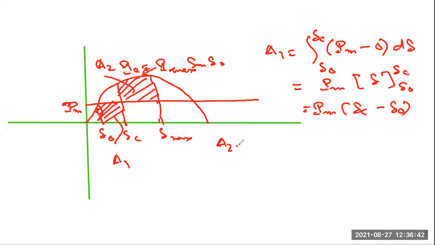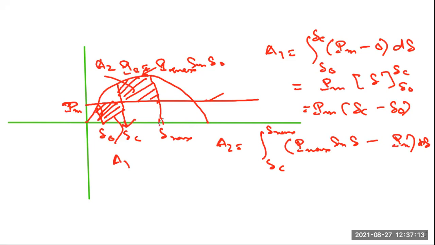How can we calculate A2? It is the integration from delta C to delta max of P max sine delta minus PM into d delta, because this is your P curve and this is your PM line. Whatever area is there, we are integrating between delta C and delta max over this period. The integral of P max sine delta is minus P max cos delta.